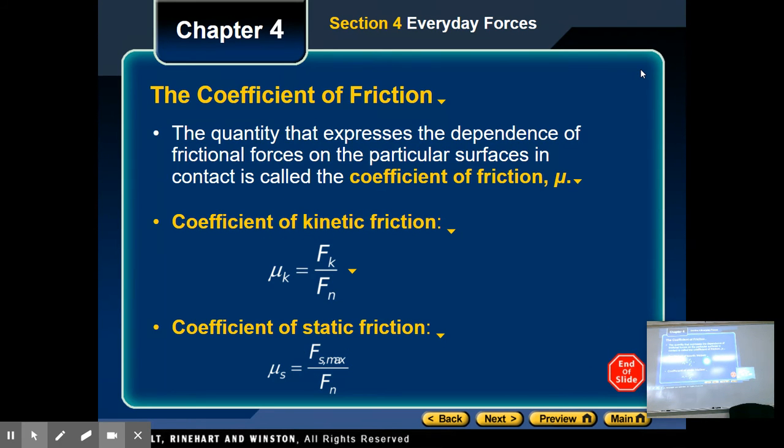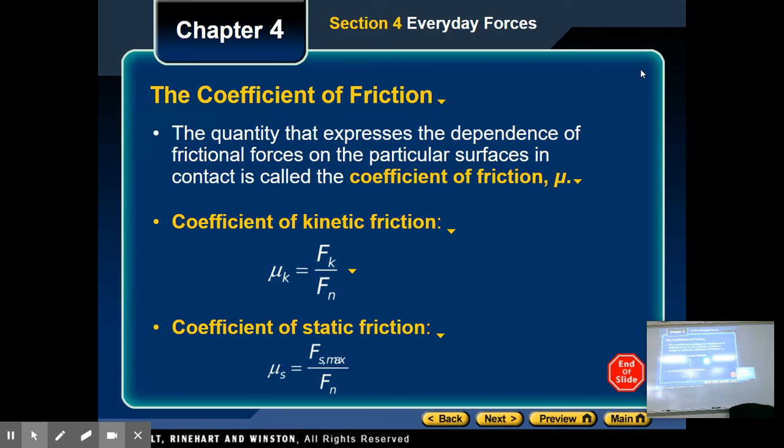All right, since we're talking about static and kinetic friction, we need to be able to calculate them. So this is what we call the coefficient of friction. That is the quantity that expresses the dependence of frictional forces on the particular surfaces in contact. We know what the name of that little letter is. Who? I heard someone say it. Sounds a cow makes. Moo. Yeah, mu.